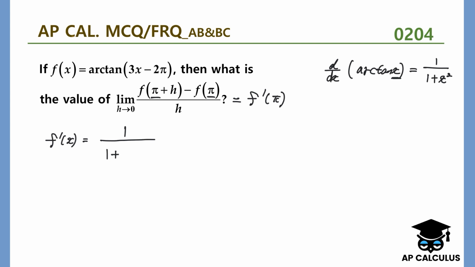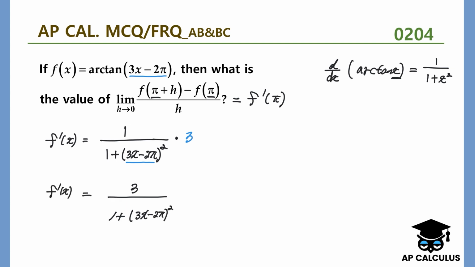But instead of x, we have 3x minus 2 pi, so all of this expression squared, 3x minus 2 pi squared, times the chain rule, the derivative of this. That's 3. Remember 2 pi is a constant. The derivative of 2 pi is 0, and the derivative of 3x is equal to 3. So that is equal to 3 over 1 plus 3x minus 2 pi squared.